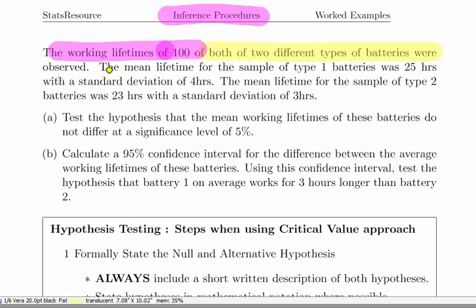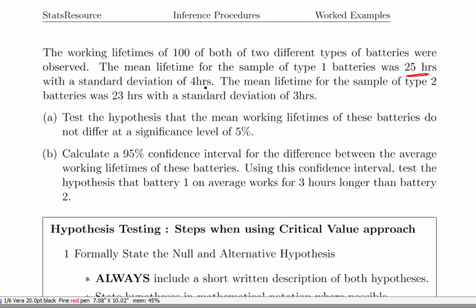So we have two sets of summary statistics here. Type 1, which has a sample size of 100, has a 25 hour mean life with a standard deviation of 4 hours. And then type 2 has 23 hours with a standard deviation of 3 hours. They're not particularly long lives, but let's just say it's a special type of battery, or maybe a rechargeable or something like that.